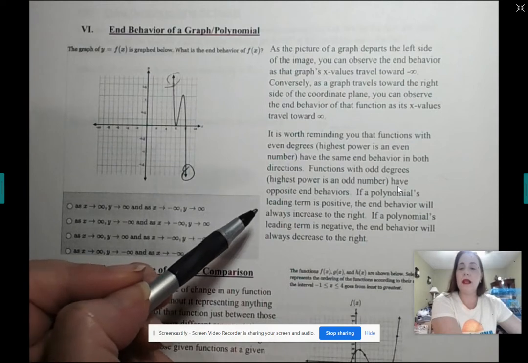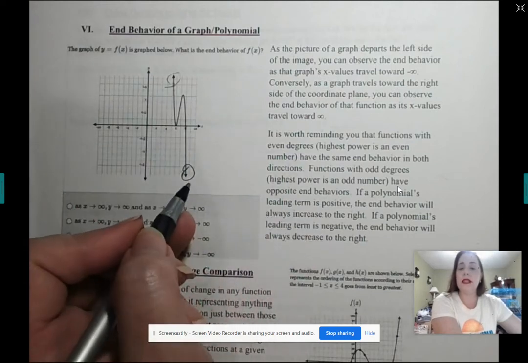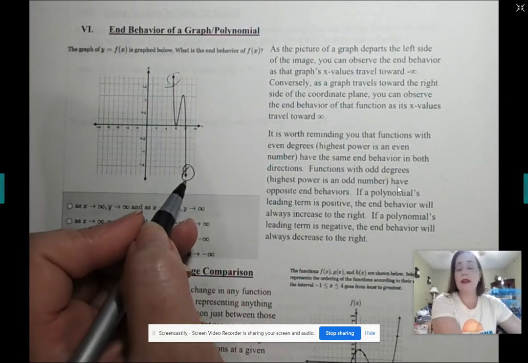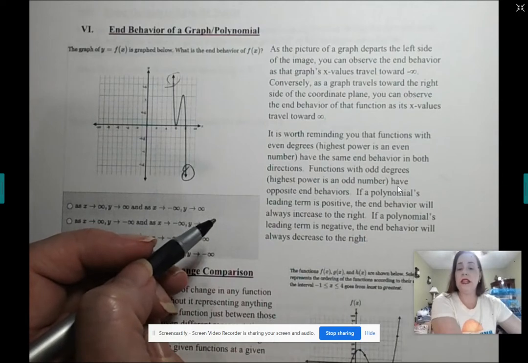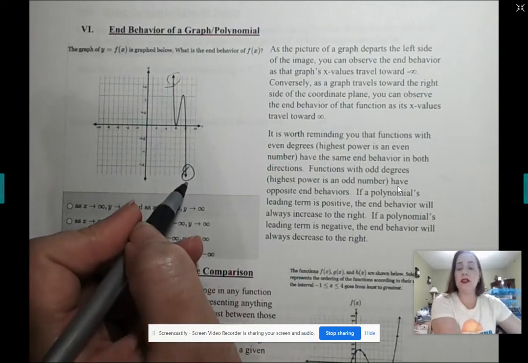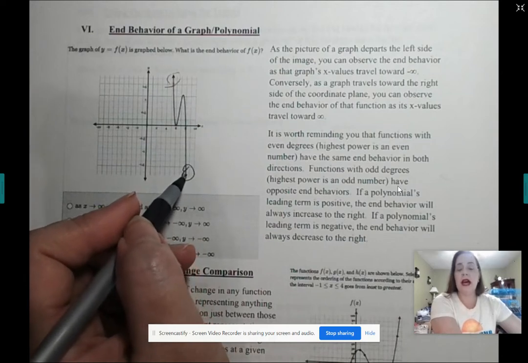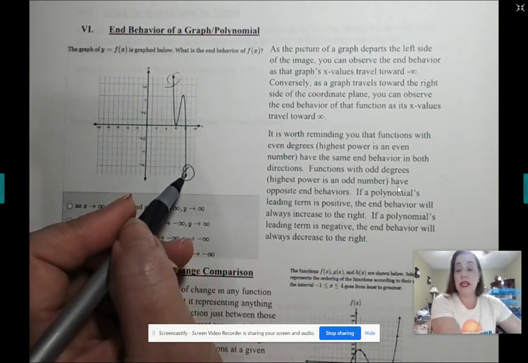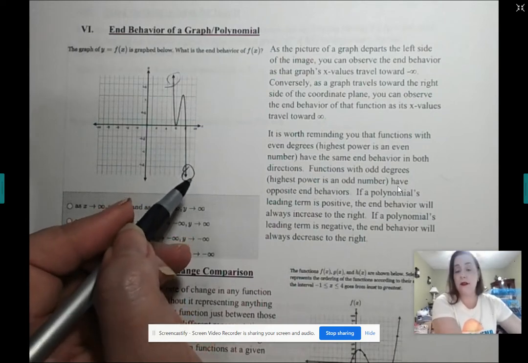If the polynomial's leading term is positive, it will always increase to the right. That's not what's happening here, so this must be a negative. If a polynomial's leading term is negative, the end behavior will always decrease to the right. You can literally just look at the right side as the x values are increasing towards infinity to determine the degree of a polynomial, or at least know whether it's odd or even.